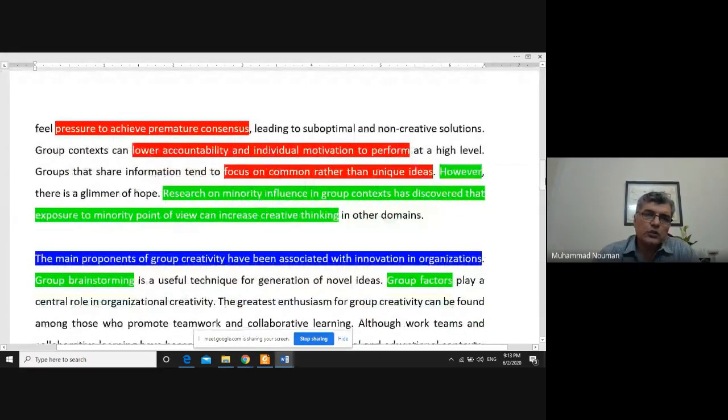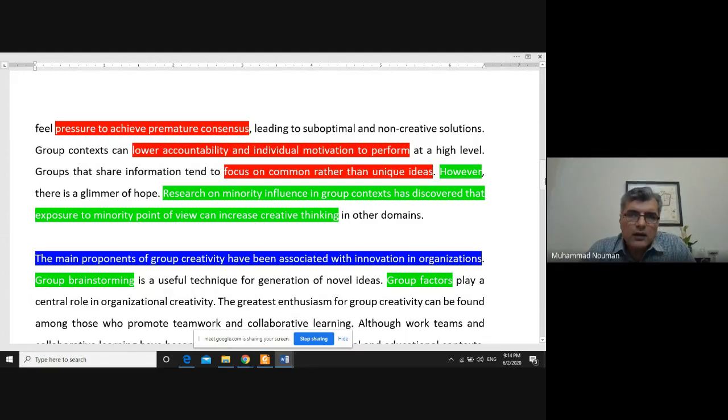For example, pressure to achieve premature consensus. Sometimes, as you all might agree, when you work in teams, some of the team members might feel an obligation to try and build consensus. So instead of getting into arguments or debates, some of the team members might quickly jump to agreeing with the other team members. And such urgency or pressure to build consensus might inhibit creativity.